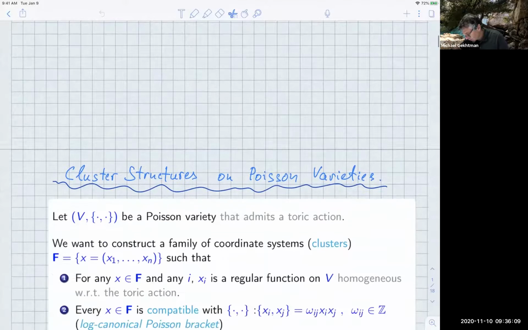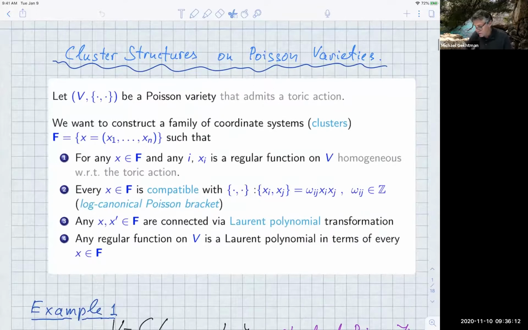What we're interested in is uncovering cluster structures on Poisson varieties. I'll go over the detailed definition later, but the general strategy is as follows. We have some Poisson variety, which usually admits a toric action, even though I will not focus on this today. What we want to do is construct a family of really nice coordinate systems on this Poisson variety, which are subject to several properties.